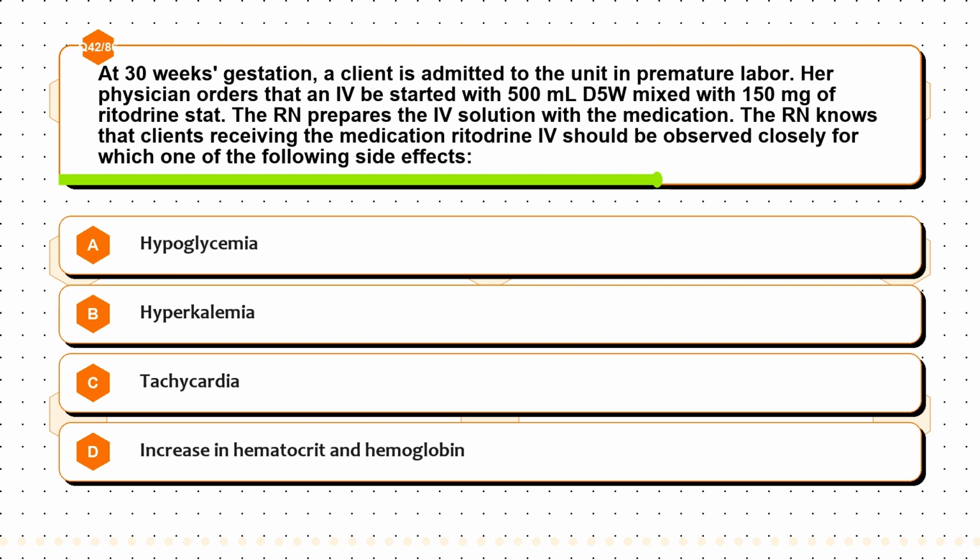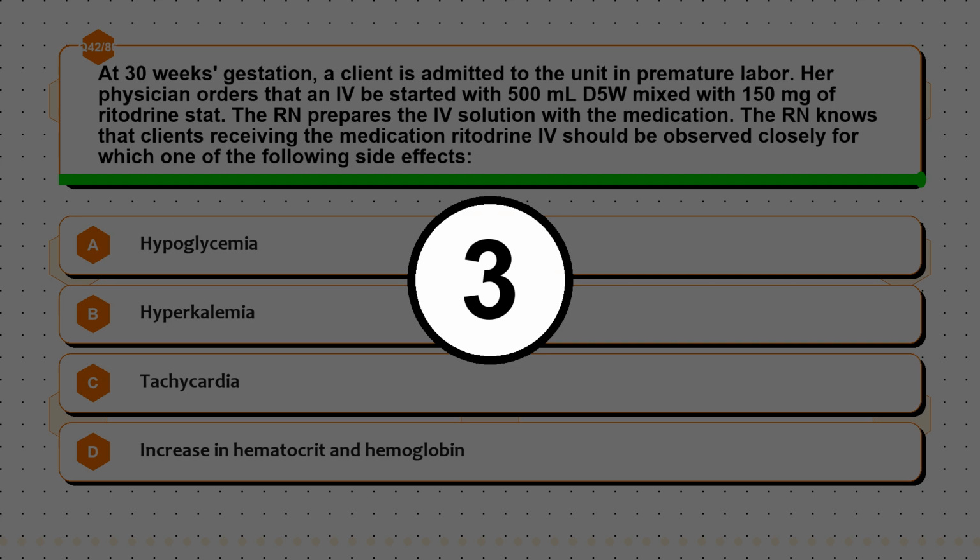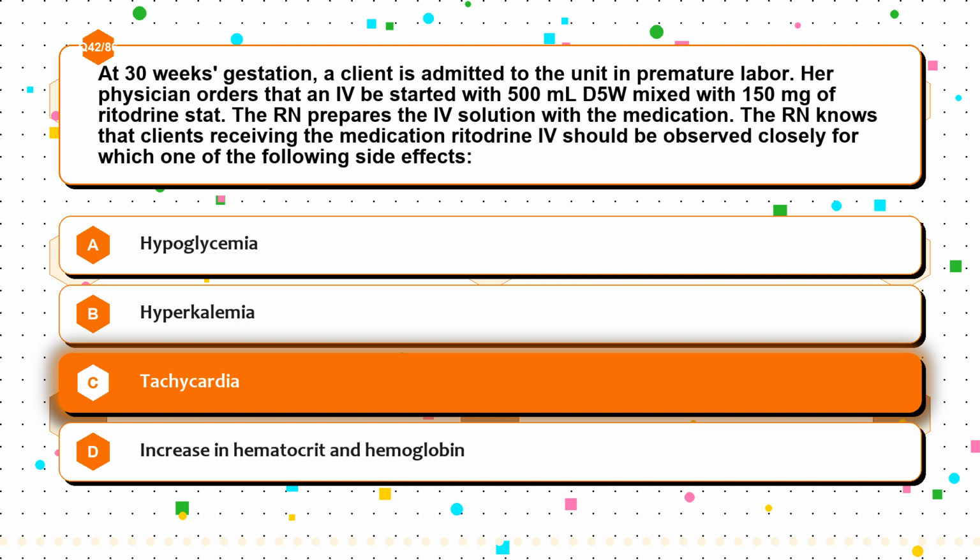Option A. Hypoglycemia. Option B. Hyperkalemia. Option C. Tachycardia. Option D. Increase in hematocrit and hemoglobin. The correct answer is option C.